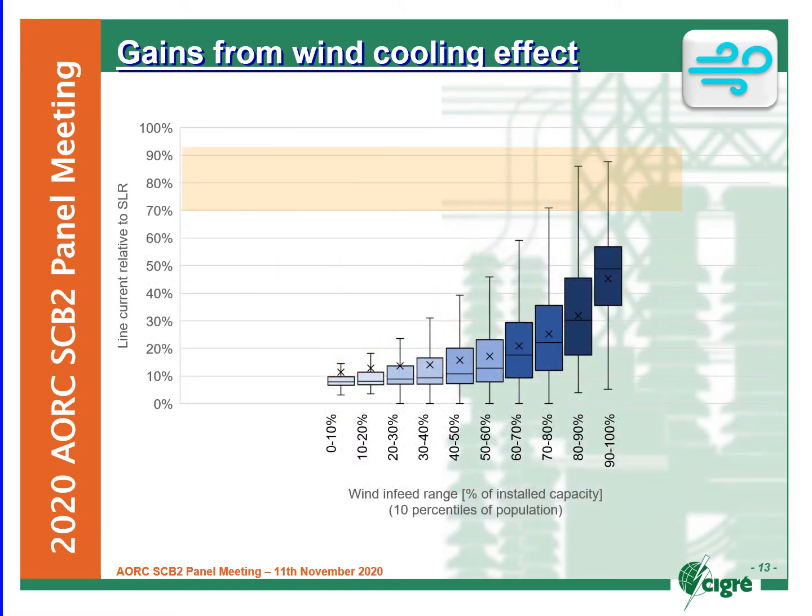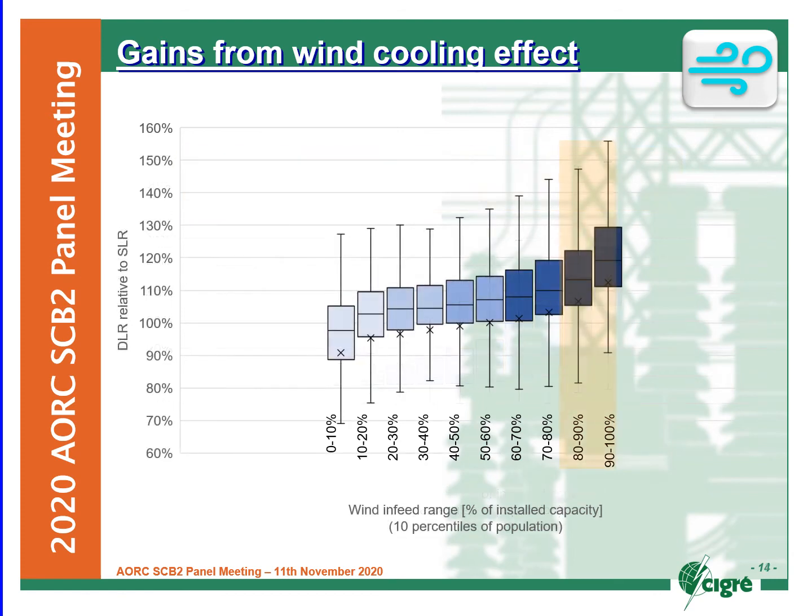The correlation between wind infeed and high line loading is observed not only in Germany but also in France. This result here is from 3 years of accumulated data from a line in northern France. The statistical distribution of the line current resulting from different levels of wind infeed is shown. You can see that high line loading above 70% results when wind infeed is high, at least 80% of its installed capacity.